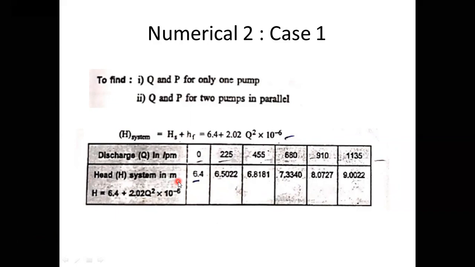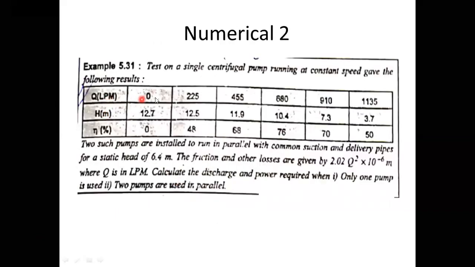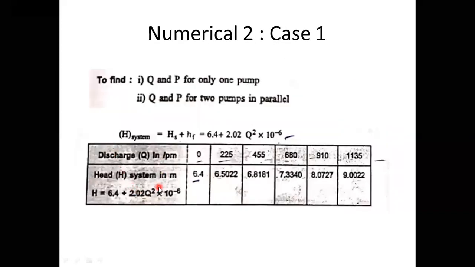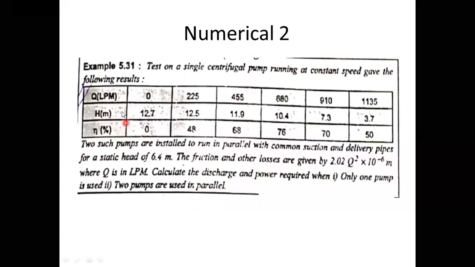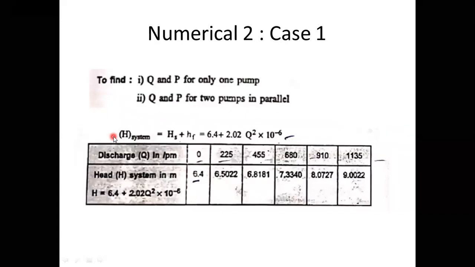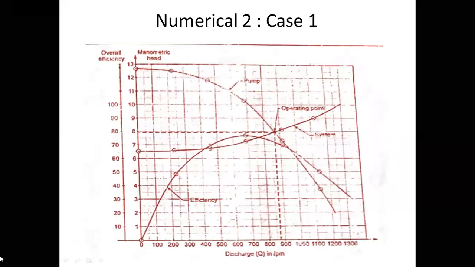Okay, so head and Q values are given in the table along with the efficiency, and this is the second. So we are going to plot the curve. Along with this head and discharge, we can plot the efficiency curve also on the same graph. Initially take the y-axis for the manometric head HM and the x-axis for the discharge, and along with the y-axis we can take the overall efficiency also, one scale for the efficiency parallel to the y-axis.